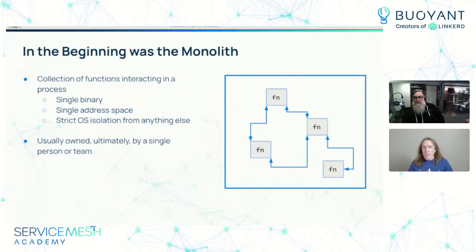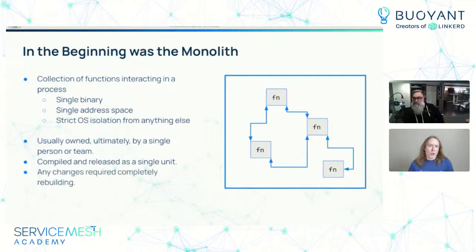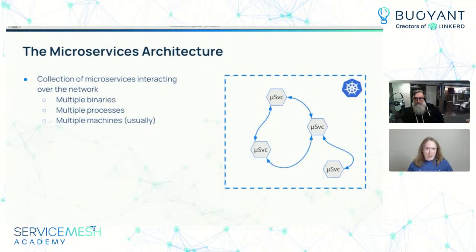Usually, monoliths ended up being owned by a single person or a single team who was in charge of release engineering, right? Getting the whole thing built and pushed out to the rest of the world, or running it as they needed to. Everything was compiled and released as a single unit, and any change to the monolith requires that you completely rebuild the monolith. Being owned ultimately by a single person or team has upsides and downsides. Being built as a single unit and having to rebuild everything for a single change is mostly downside when you get down to it. The microservices architecture was aimed at making this better.